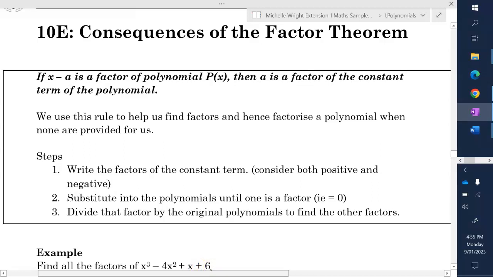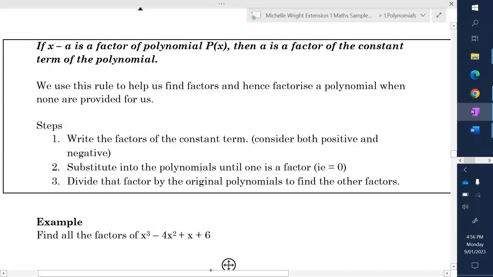So there are some steps here if you want to use them. I think they're fairly self-explanatory. You write the factors of the constant term down, and you consider both the positive and negative factors. So of 6, we'd have 6 and minus 6, 1 and minus 1, 3 and minus 3, 2 and minus 2. Those would be our factors. We would substitute into the polynomial until one is a factor. One of those factors of 6 would have to give us, once substituted in, a value of 0, and that would mean, by the factor theorem, that it was a factor.